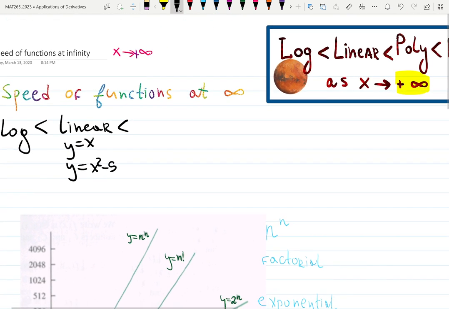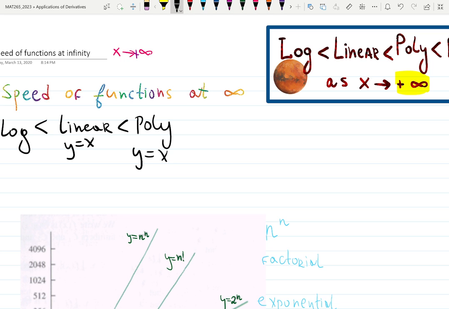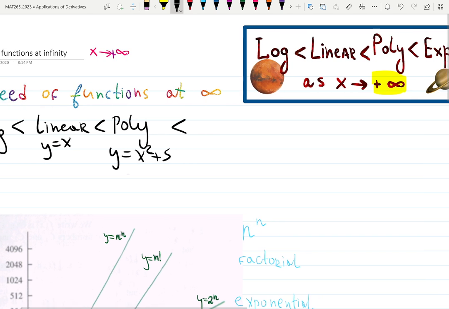Then we're going to find, polynomials go after that. I usually put them in one thingy, but it's okay. Polynomials, so x squared plus 5, x cubed, they are faster than linear. Usually they merge into one, but it's fine. After that, we have exponential functions. We just learned them.